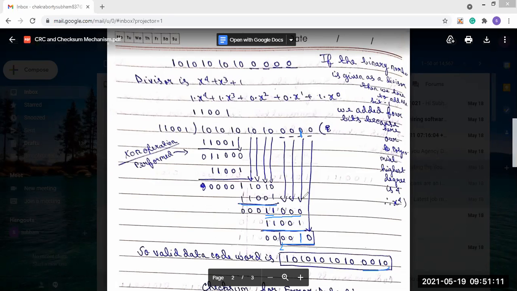The same operations will be performed. And in this case, what will we get? We will get 1, so our value will be 0. So we get all zeros, and there is no remainder. We will get all zeros.